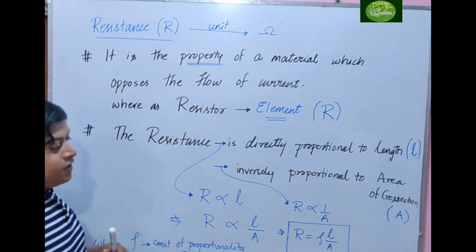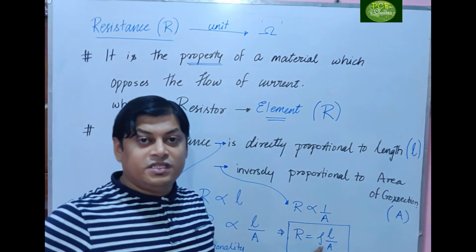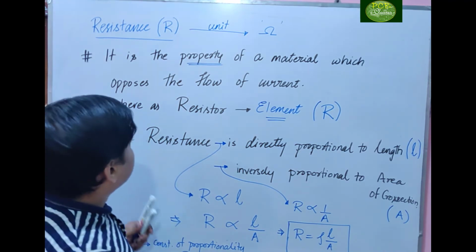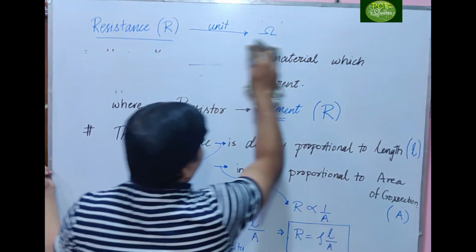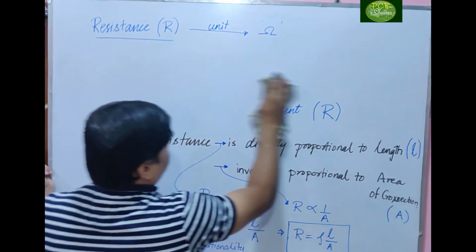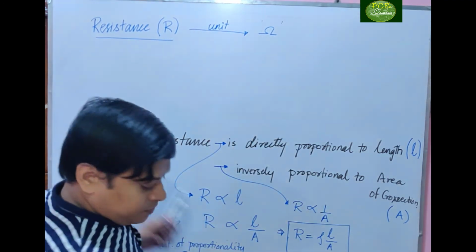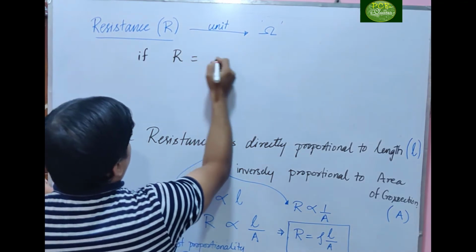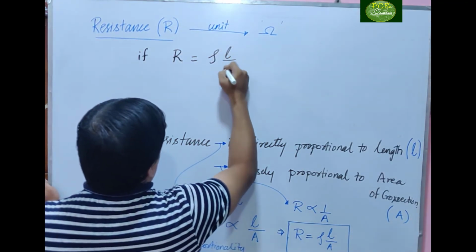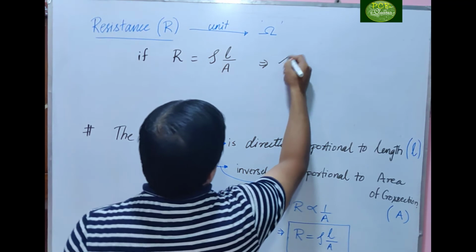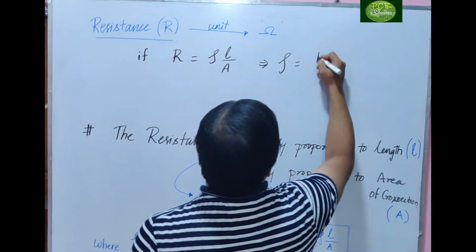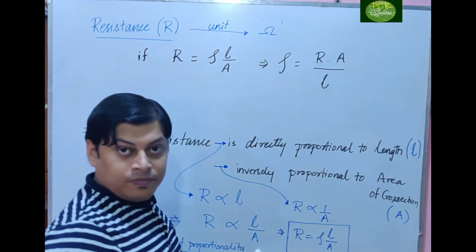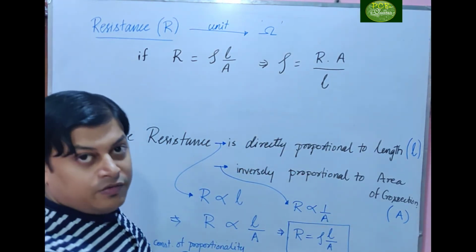Fine. Let us find out the unit of this resistivity. So what will we write down? Resistivity. If R equals rho L by A, then resistivity will be written as R into A by L.